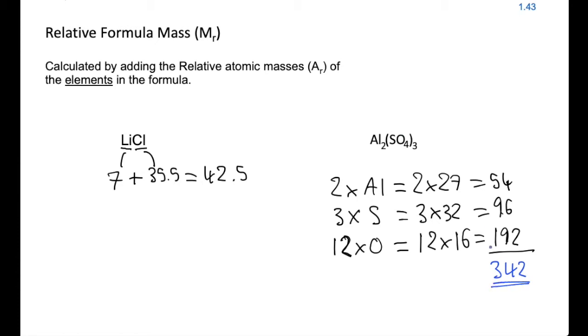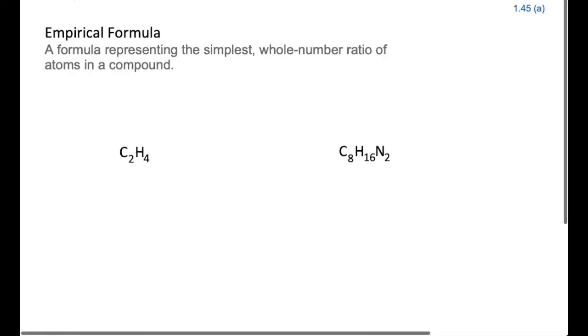So quite a big number there. And I threw this example in because it's quite a difficult one, and if you can do this one, then you're fine, to be honest. So now with this knowledge of what the relative formula mass is, we can start to look at the empirical formula and any related calculations, which we will go through in a minute.